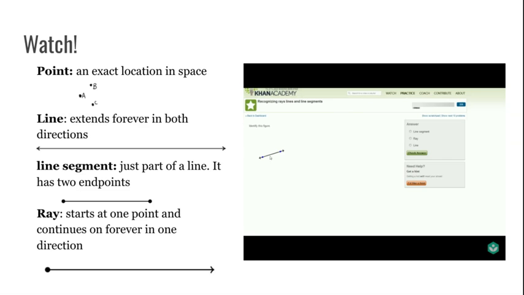So what is this thing right over here? Well, it has 2 arrows on both ends, so it's implying that it goes on forever. So this is going to be a line. Let's check our answer. Yeah, it's a line. Now, taking some time, I'll correct this question.